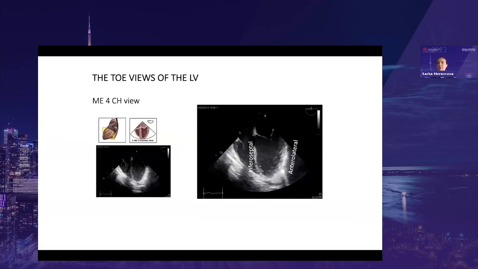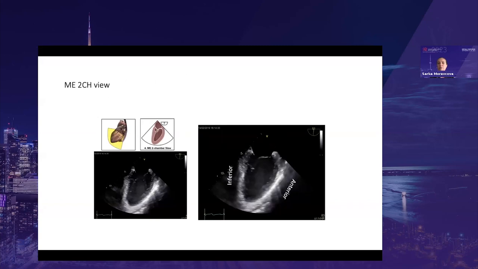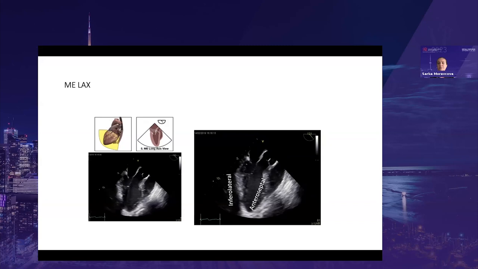The left ventricle can be imaged by transesophageal echo in several standard views. I will go very quickly through them. Starting from the mid-esophageal four-chamber view, it visualizes the left ventricle, anterolateral and inferoseptal walls. Moving the beam of the ultrasound to 90 degrees, we visualize the mid-esophageal two-chamber view, with inferior and anterior walls, and rotating the ultrasound beam further towards 120 to 130 degrees can visualize inflow and outflow of the left ventricle and the inferolateral and anteroseptal walls.